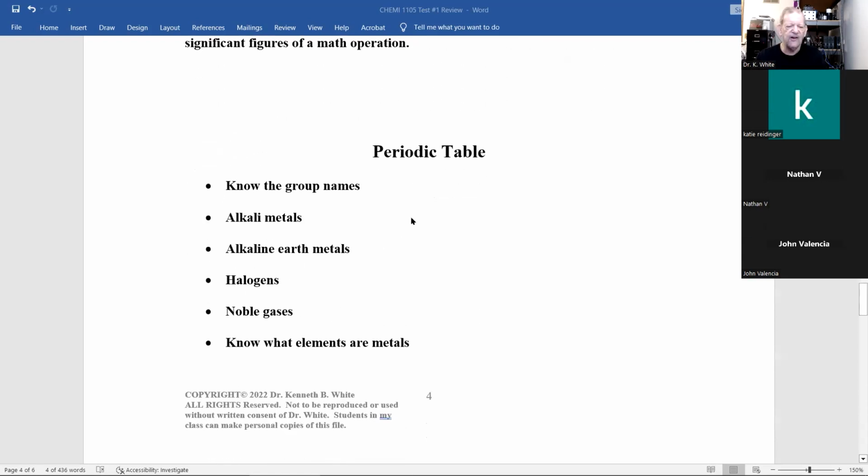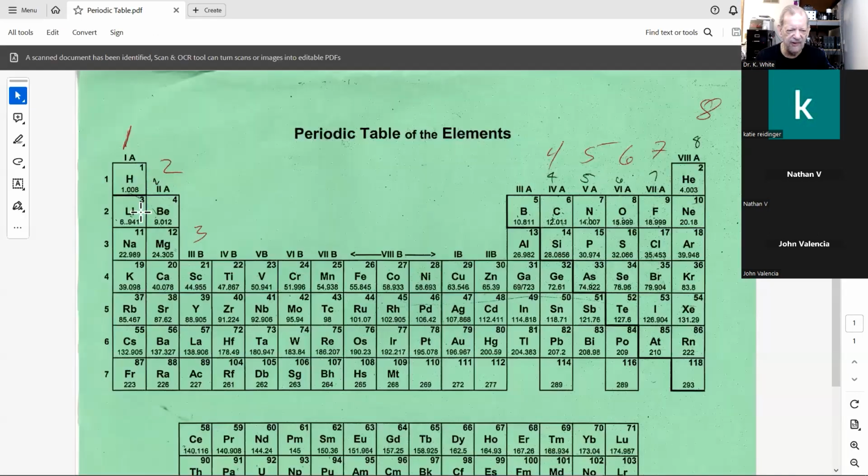All right, next I talked about the periodic table, and you should know group names. The alkali metals, the alkaline earth metals, the halogens, and the noble gases. And you should also know examples of metals. Let's go to the periodic table. Not hydrogen, but lithium, sodium, and potassium are the alkali metals. So are the other ones, but I didn't ask you to learn like cesium or francium.